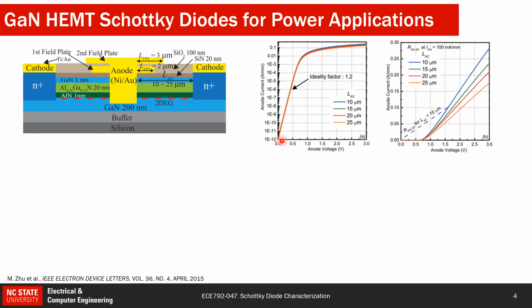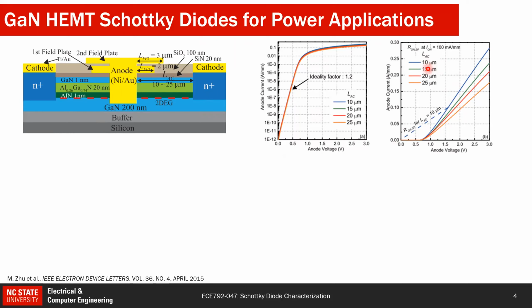And here is then a room temperature IV, where we can see the ideality factor is around 1.2. They used different separations from anode to cathode. For that, they have plotted a linear plot where we can see the resistance changes.